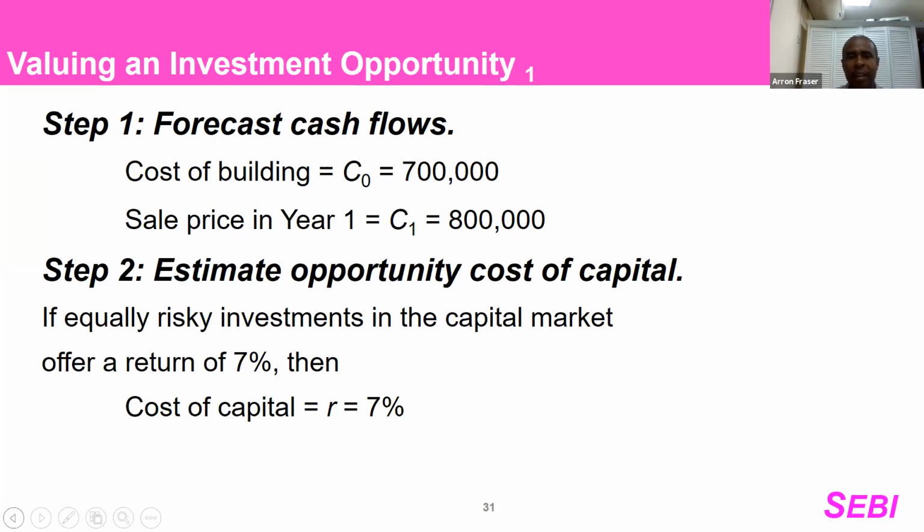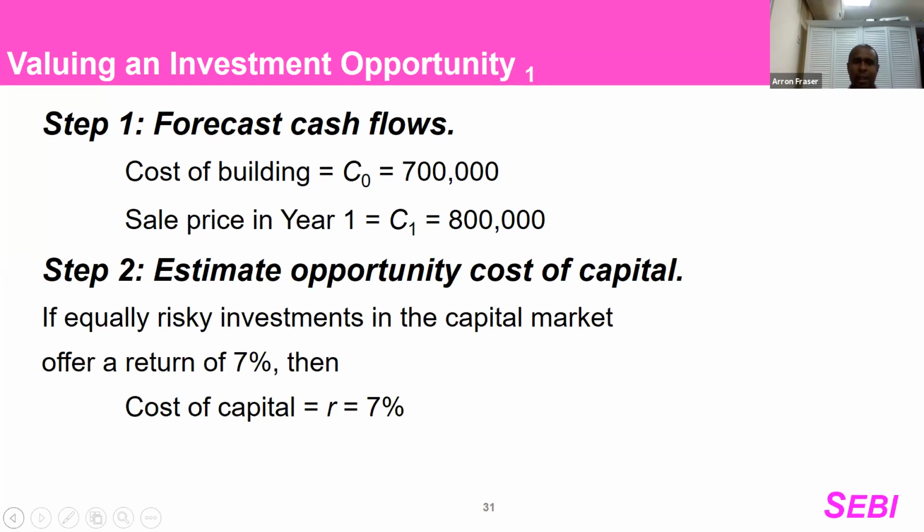The sale price in 1 year, we call that time one. In the text, they prefer to call it C1. And the example here is that we say we're investing $700,000 in the cost of a building, and we'll sell it in a year's time for $800,000. Right? So that's the first step. You have the forecast of your cash flows. Just to repeat, the investment you make is considered an outflow. And when you sell that building, in this case, your investment is in a building, the monies that you get from that sale is considered an inflow. Right?